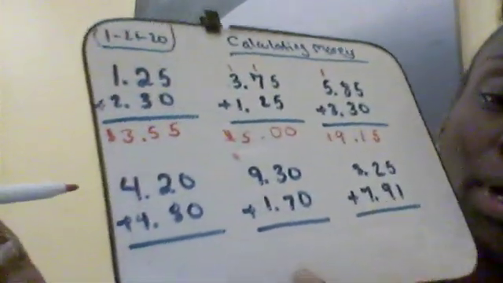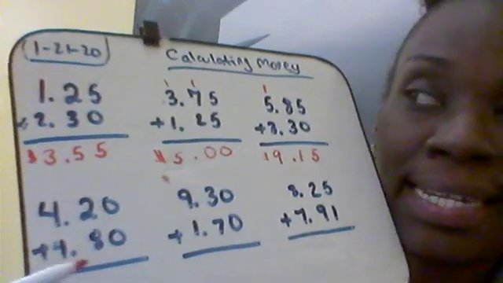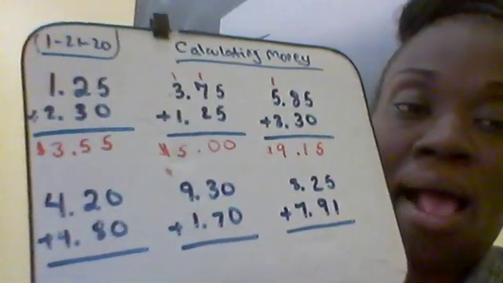All right, if we had $4.20 and we added $4.80, what would we have? Again, $4.20 up top, and then you're adding $4.80. Okay, let's take a look. 0 plus 0 would be what? 0. 2 plus 8 is what? 10. I have to carry over.